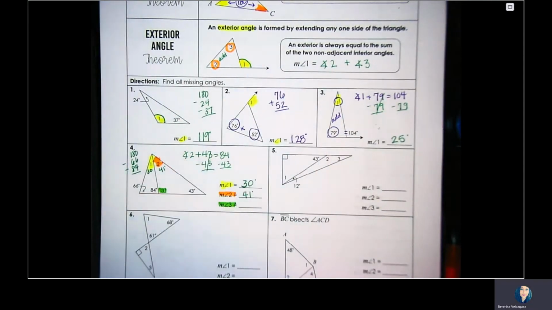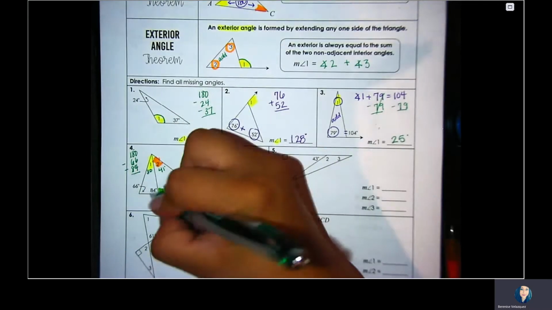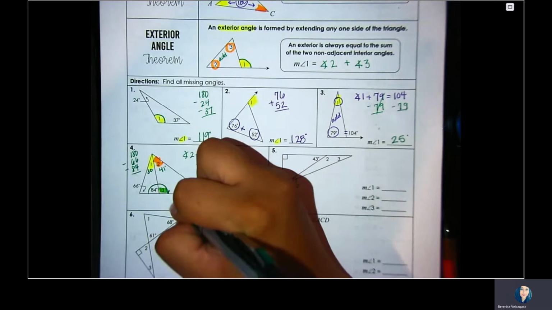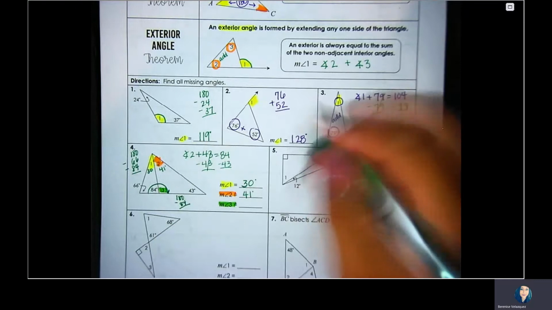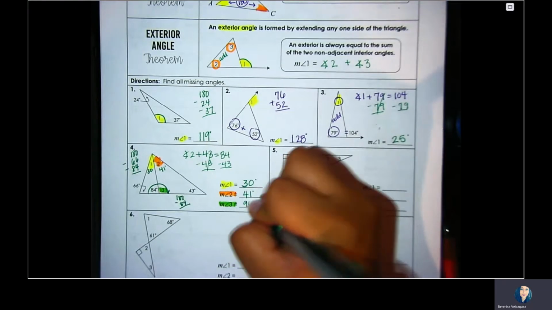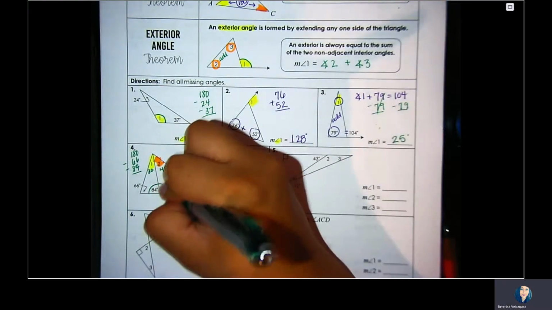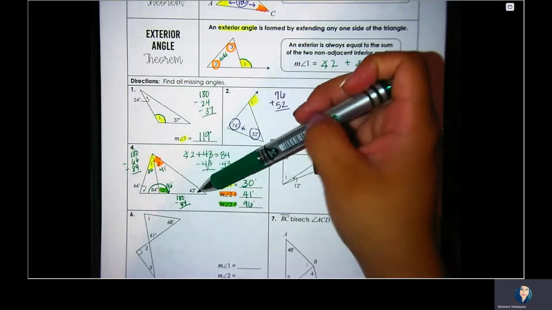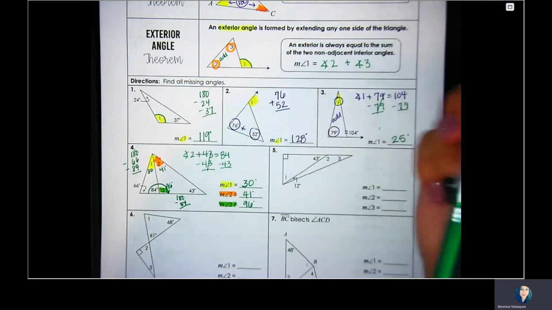Okay, now there's a few ways I can get this answer. I actually like to think of it this way. This is a straight line, so I would just do 180 minus 84. Okay, and that's going to give you 96, and that's my answer. Now another way you could have done it is 180 minus 41 minus 43, and then that's still going to give you the 96.